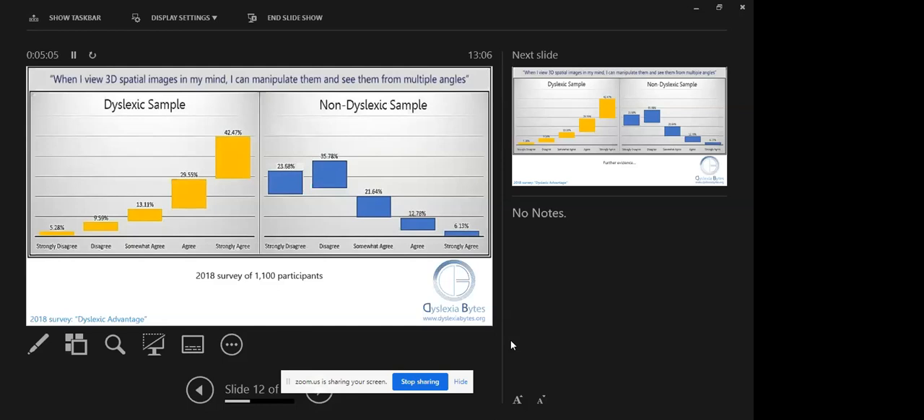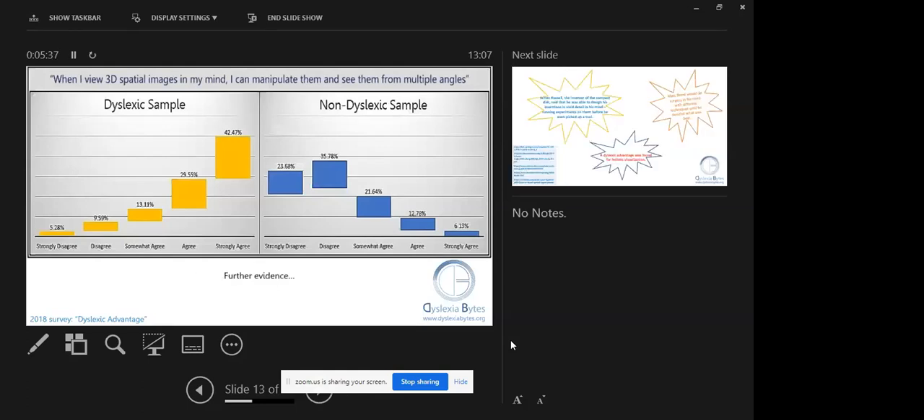And you'll see that the dyslexics strongly disagree, about 5% of them, and it goes up to agree, strongly agree, 42.47%. On the other side, the non-dyslexic samples strongly disagree and disagree with 25% and 35%, and strongly agree went down to 6%. Dyslexic and non-dyslexic respondents were the exact opposite of each other. Now, this isn't the only test that's been done on material reasoning. There have been a number of other tests. I'm going to give you a little bit more evidence.